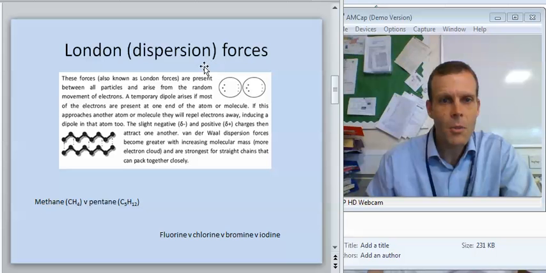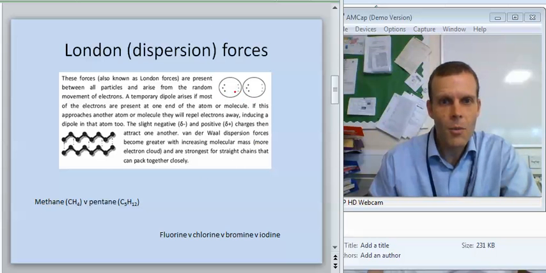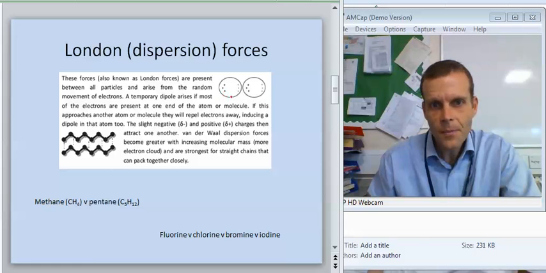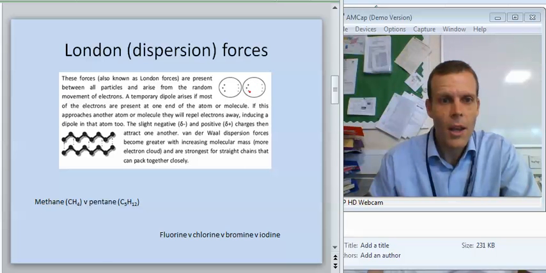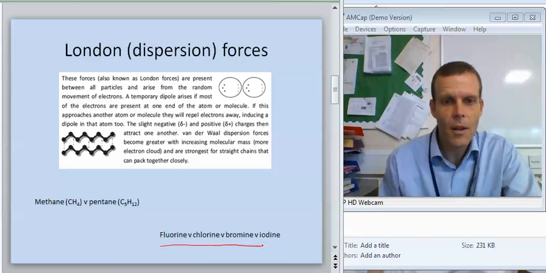Right, so these London dispersion forces, they are temporary forces. They arise because our electrons are constantly moving around, and at any one time they might be at one end of a molecule or atom, which will mean at the other end we've got a slightly positive charge, and that can induce a dipole in an adjacent atom or molecule. And they're in everything, right? And they become maybe more significant as we get bigger, as we get more electrons.